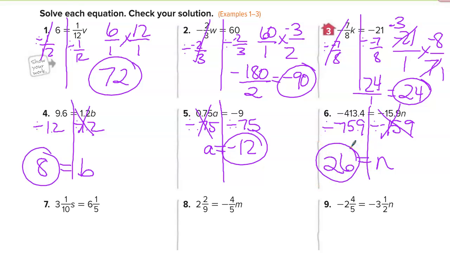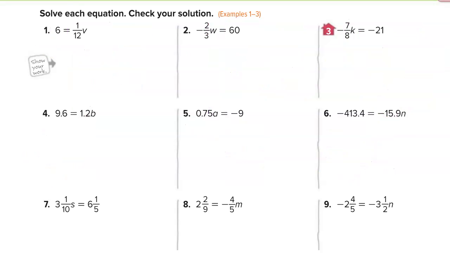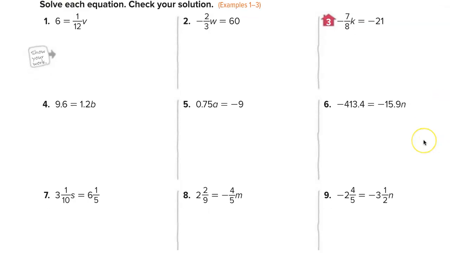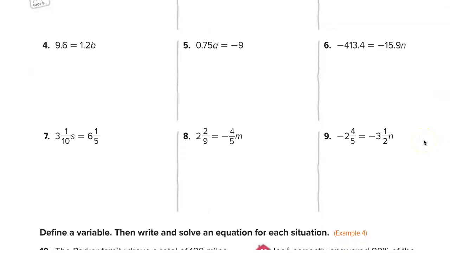Good. Okay, I'm going to scroll down a little bit to number 7. Again, I'm starting on the side with the letter. So I'm going to divide by 3 1/10. But what could I do first to make it a little bit easier for me, Carly? Oh, I know. Yeah, make them improper. So I'm going to make them improper.